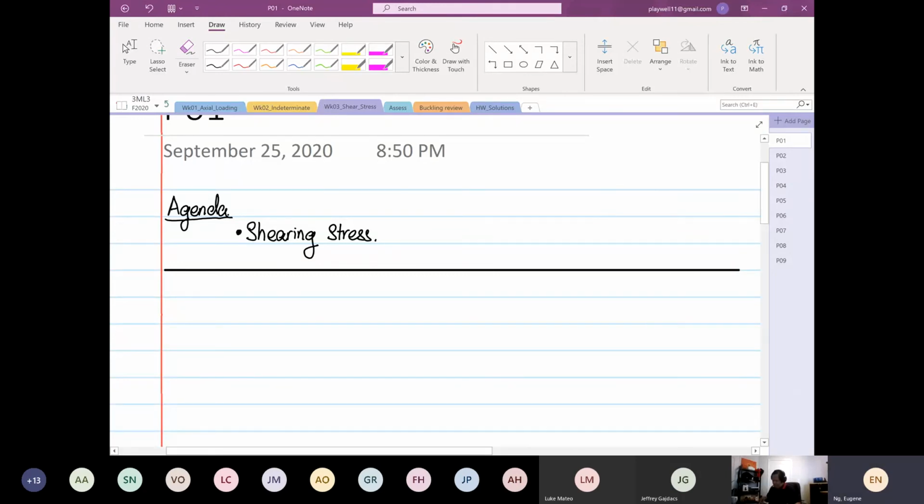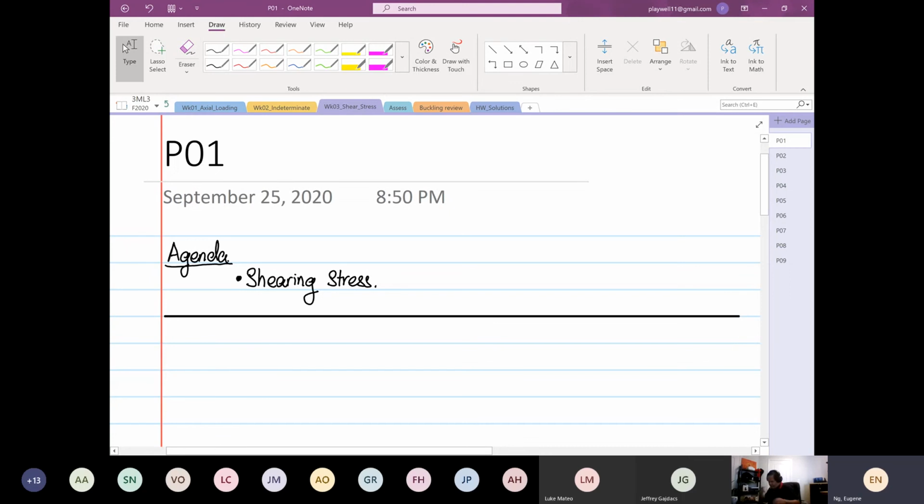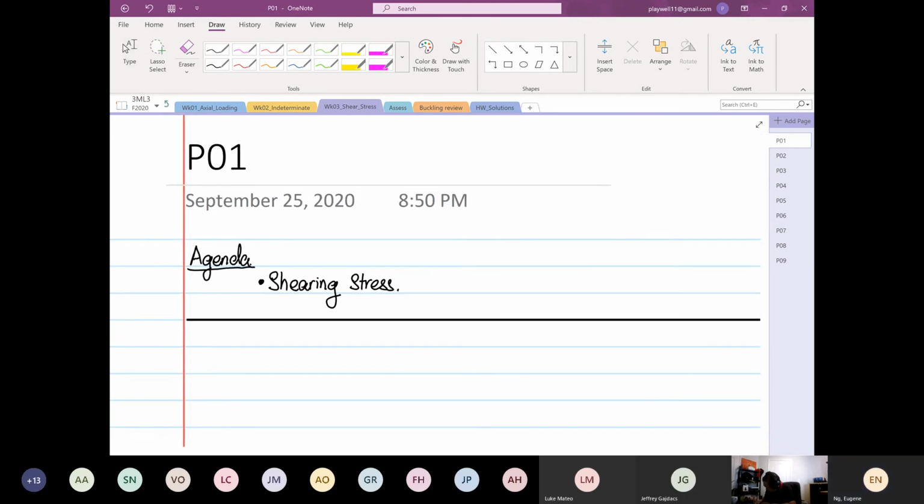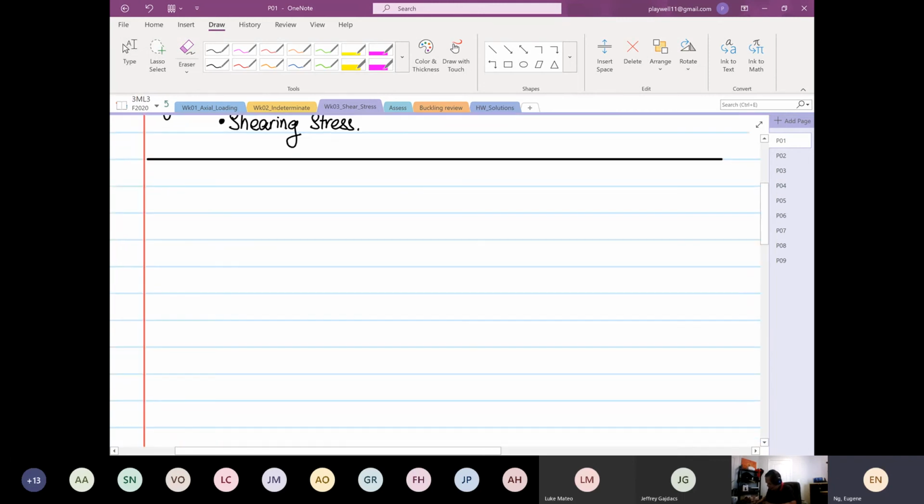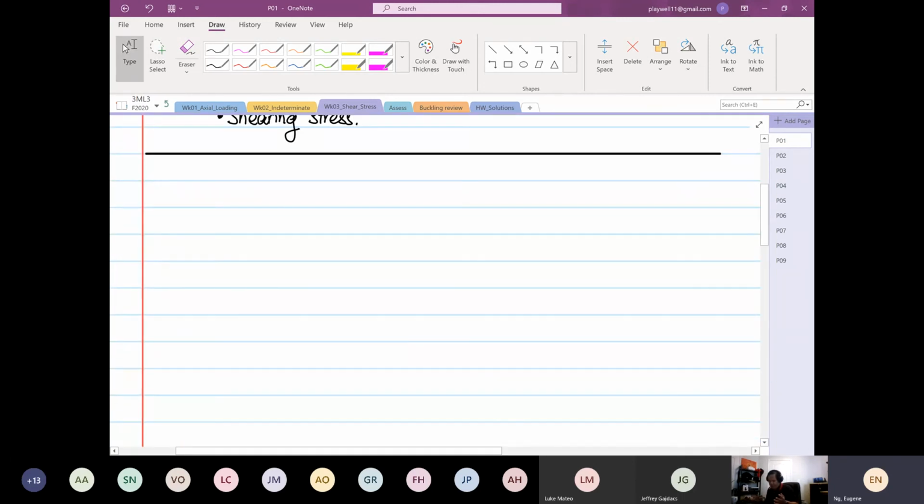Right. So for this week, this is week 03. And I'm going to teach a new topic. And this topic is on shearing stresses. Right. So let's see what a shearing stress is first. What is a shearing stress, or what direction is it acting on the surface.